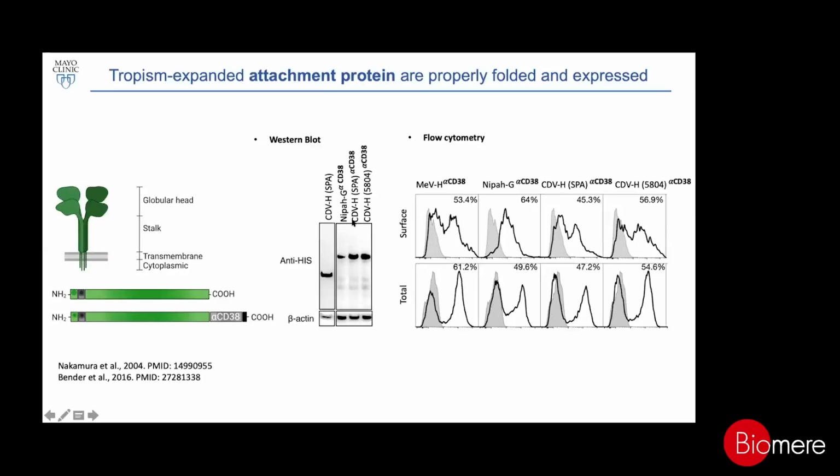For comparison purposes, we also displayed the single chain antibody fragment onto the attachment protein of the Nipah virus, because it has successfully retargeted and is currently being used in in vivo targeting therapies. Flow cytometry analysis showed a comparable level of surface and total expression for the attachment proteins that we use throughout our study: Measles virus H, Nipah G, and CDBH isolates SPA and 5804.